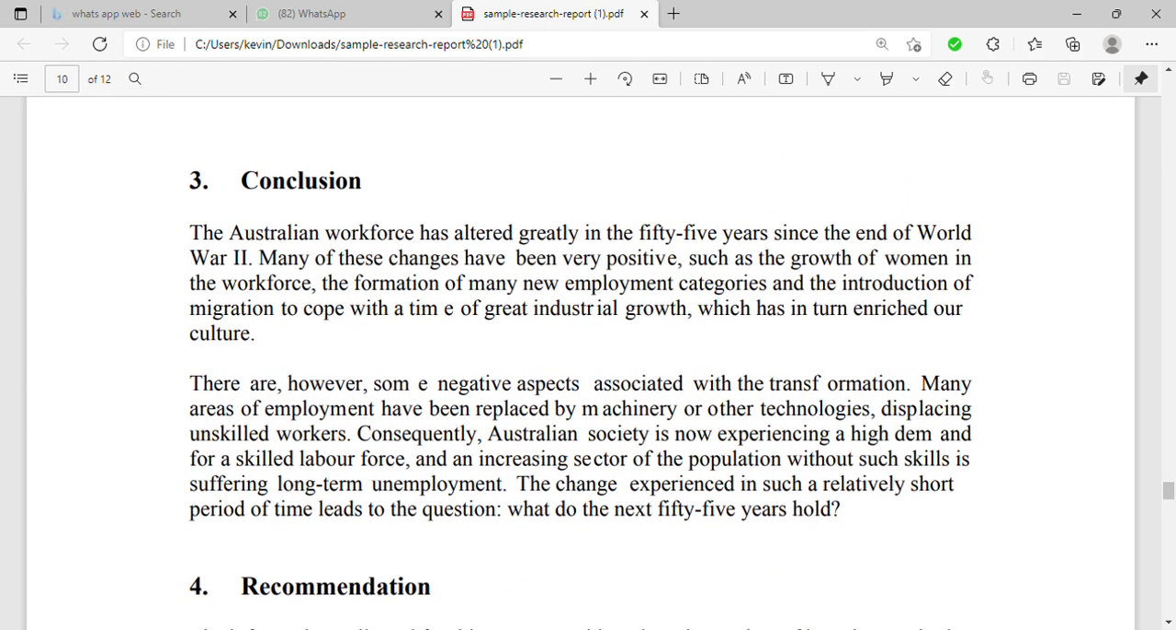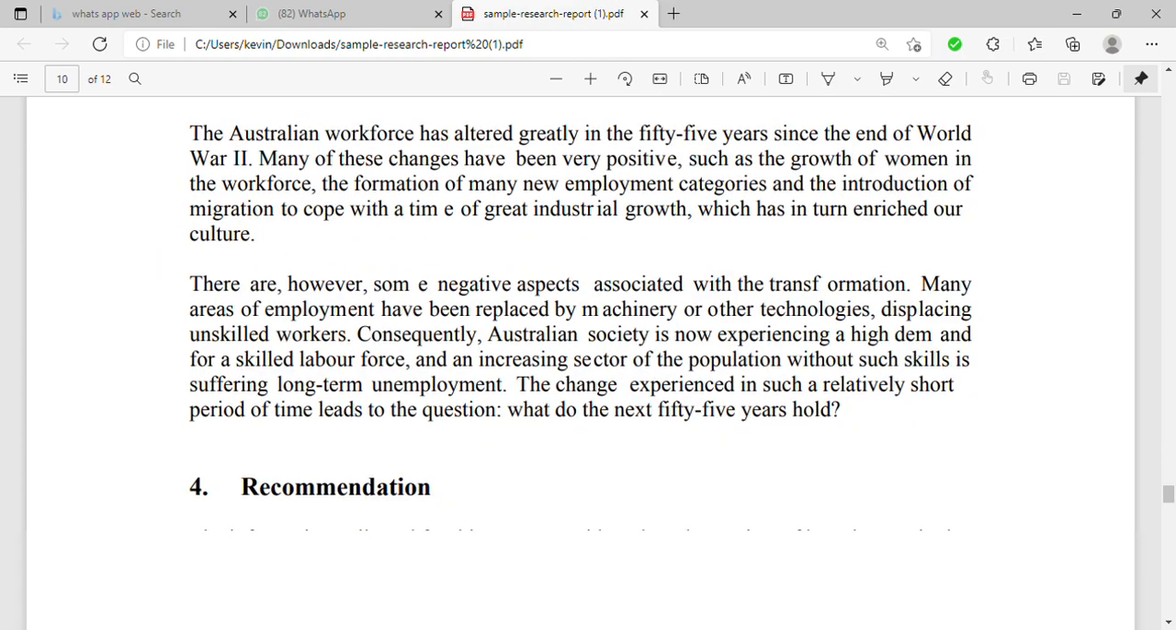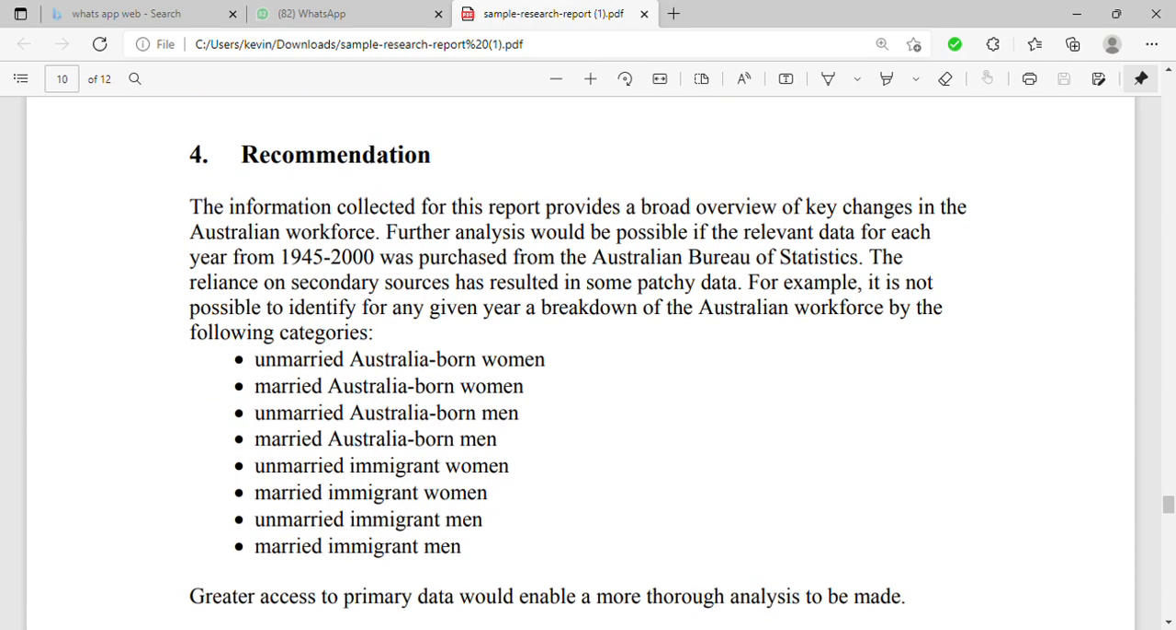Conclusion is a summary of what is written in all other chapters. The Australian workforce has altered greatly in the 55 years since the end of World War II. Many of these changes have been very positive, such as the growth of women in the workforce, the formation of many new employment categories, and the introduction of migration to cope with the time of great industrial growth, which has in turn enriched our culture. So it's a conclusion, a summary of the findings. Then recommendation, you recommend.